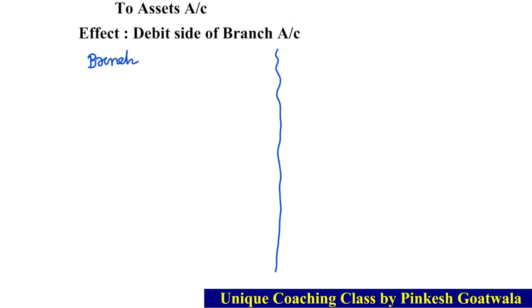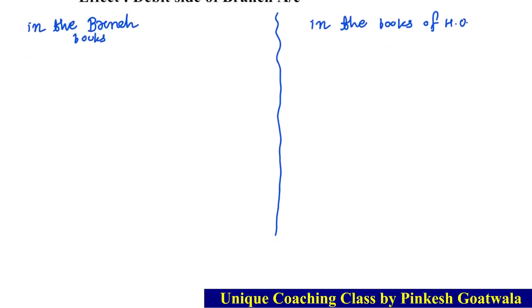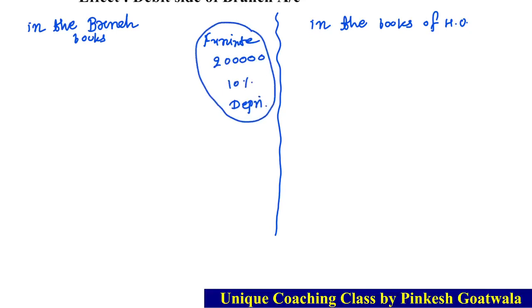In the books of branch and in the books of head office. Suppose there is a furniture of rupees 2 lakh and 10% depreciation. Now this furniture is used by branch.